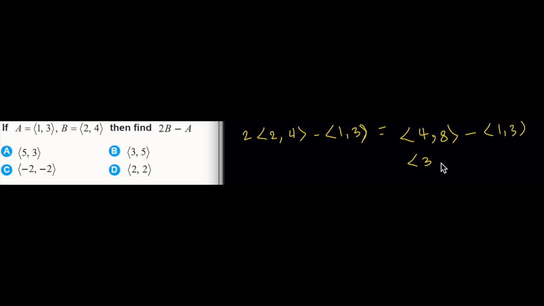a equals 1 and 3 and b equals 2 and 4. Find 2b minus a. Just multiply 2 times b, which is 2 and 4. This is minus a. So it will be 2 times 2, which equals 4, and 2 times 4, which equals 8. This is minus 1 and 3. So 4 minus 1, which equals 3, and 8 minus 3, which equals 5. So the answer is 3 and 5, which is B.